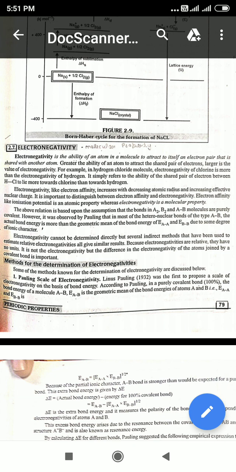The definition is based upon the assumption that the bonds in A2, B2, and AB molecules are purely covalent. However, it was observed by Pauling that in most of the heteronuclear bonds of the type AB, the actual bond energy is more than the geometric mean of the bond energies E_AA and E_BB due to some degree of ionic character. Electronegativity cannot be determined directly, but several indirect methods have been used to estimate relative electronegativity. All give similar results. Because electronegativities are relative, they have no units.